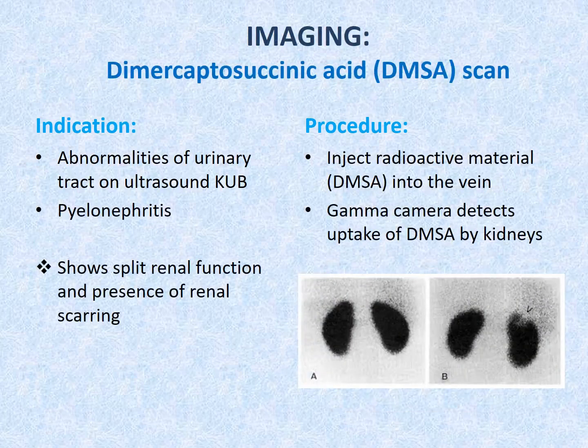Dimercaptosuccinic acid scan is indicated in a child with UTI when abnormalities of the urinary tract are noted on ultrasound, or the child is diagnosed to have pyelonephritis. This scan is useful to show the split renal function and the presence of renal scarring. The procedure involves intravenous cannulation followed by injection of radioactive material DMSA into the vein. The DMSA is taken up by the kidneys and is detected by a gamma camera. This picture shows an example of DMSA scan results, in which the uptake in patient A is normal, whereas there is an area of reduced uptake over the top part of the left kidney in patient B.